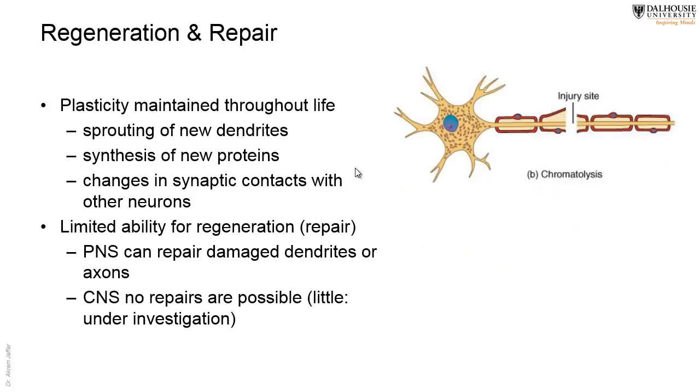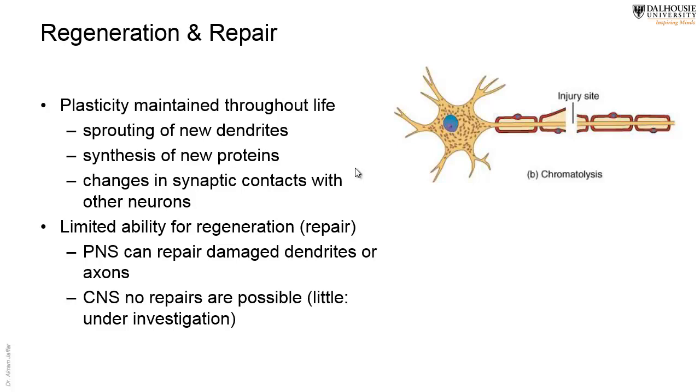Now I will deal with the regeneration and repair. We should keep in mind that in the nervous system there is a lot of plasticity, but there is limited regeneration. As I mentioned, the neurons do not multiply at all. What multiplies in the central nervous system are the glial cells. But the neurons can repair themselves.